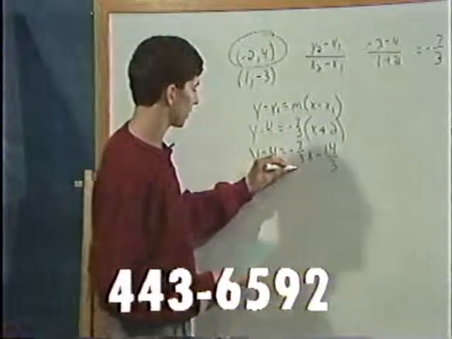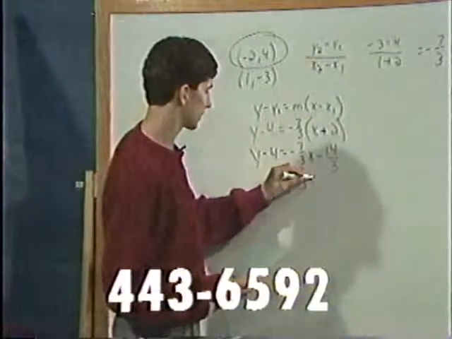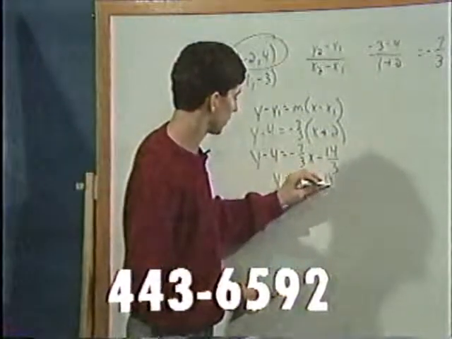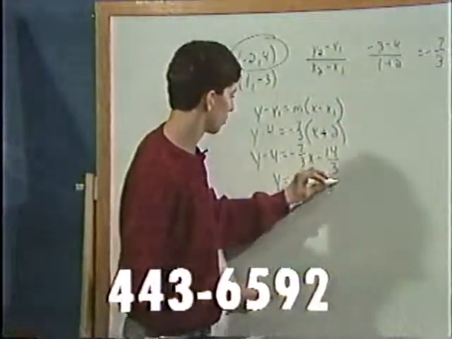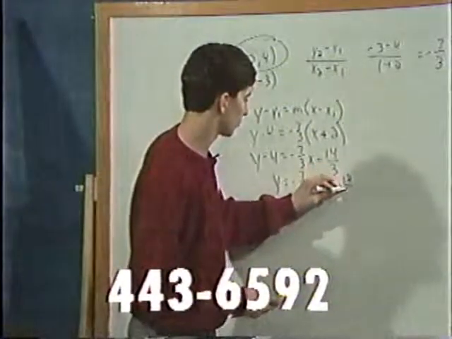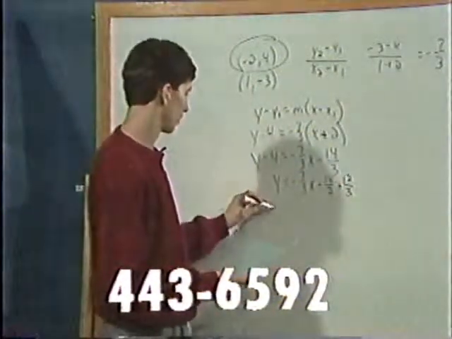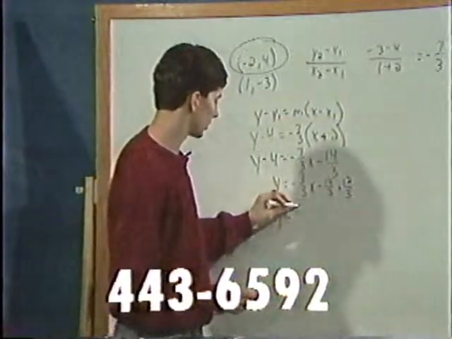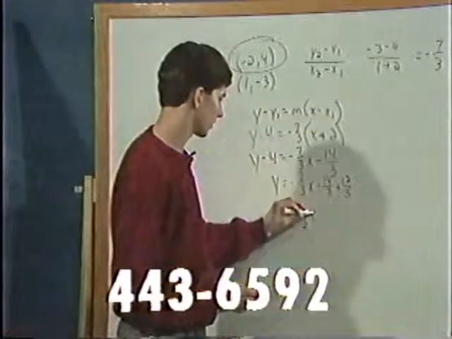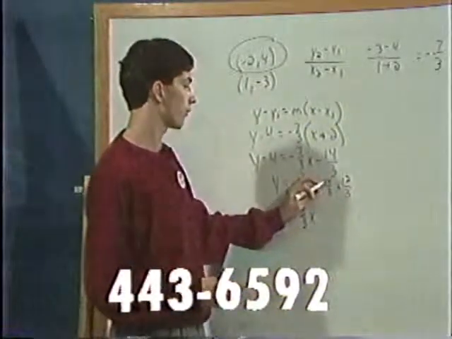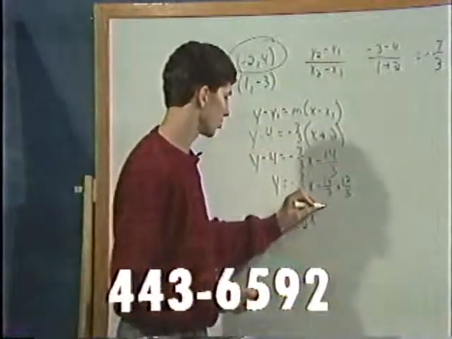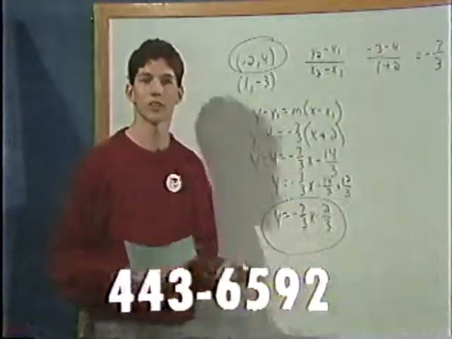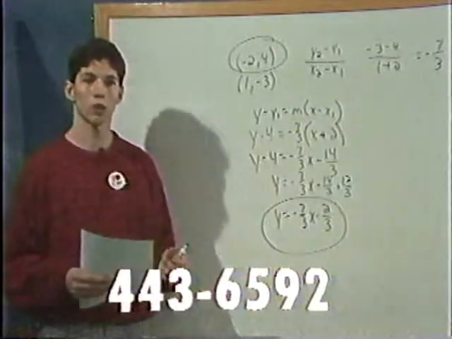y equals negative 7/3 x minus 14/3 plus 12/3, which simplifies to 4. Our final step is to get it in simplest terms, which is negative 7/3 x, and our negative 14 plus 12 is minus 2/3. That's the equation of the line through those 2 points, Amy. I hope it helps you.